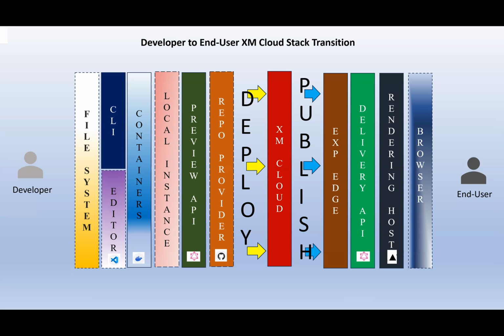The repository provider, which is like GitHub, is used to deploy your code to XM Cloud. The preview API is used in the development scenario, and it has the same schema as your delivery API, but you are using a development instance for development purposes. So the local instance talks to your preview API, and you don't need to touch the production environment or the Experience Edge. So that's really important.